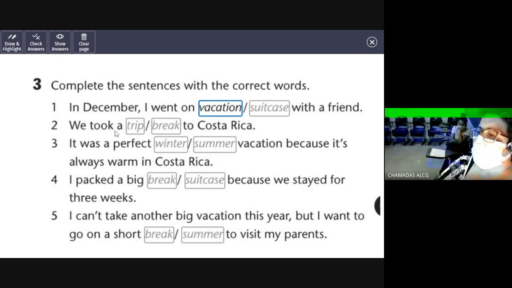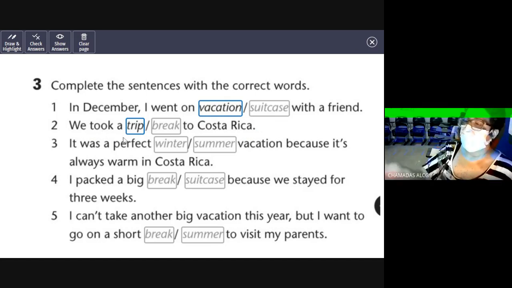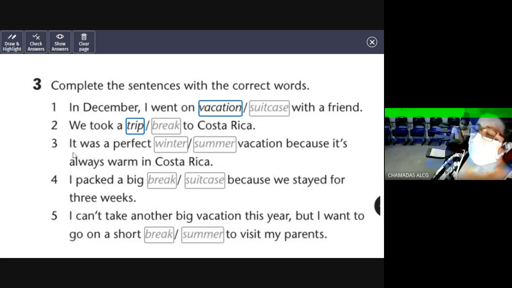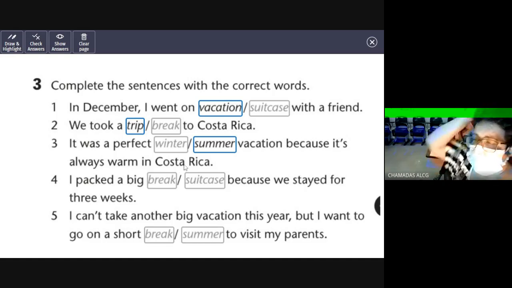Number 2, we took a trip. Yes, to Costa Rica. So another expression, to take a trip. Here it's in the past. So I took a trip. We took a trip. Okay. It was a perfect summer. Yes, because it's always warm in Costa Rica.